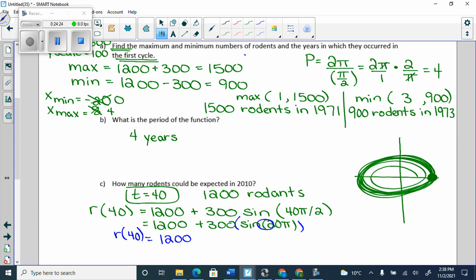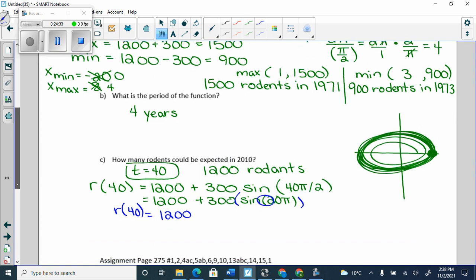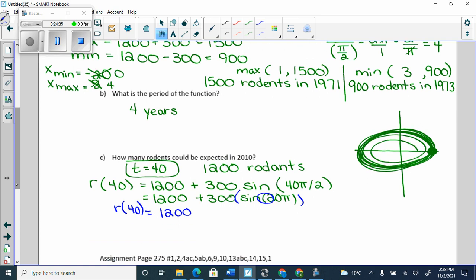And if this is a written response, would just writing r of 40 equals 1,200 suffice? No, you need a sentence, sadly. So how many rodents could be expected in 2010? In 2010, we could expect 1,200 rodents.